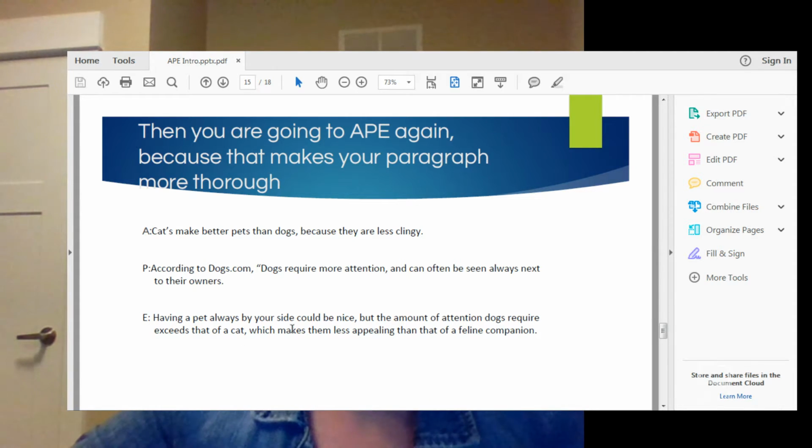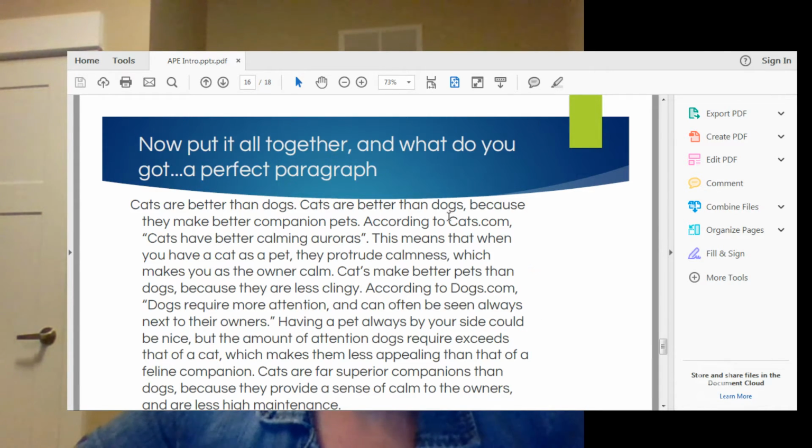Having a pet always by your side could be nice, but the amount of attention dogs require exceeds that of a cat, which makes them less appealing than that of a feline companion. Awesome. This ties in exactly what this proof and this assertion were saying.